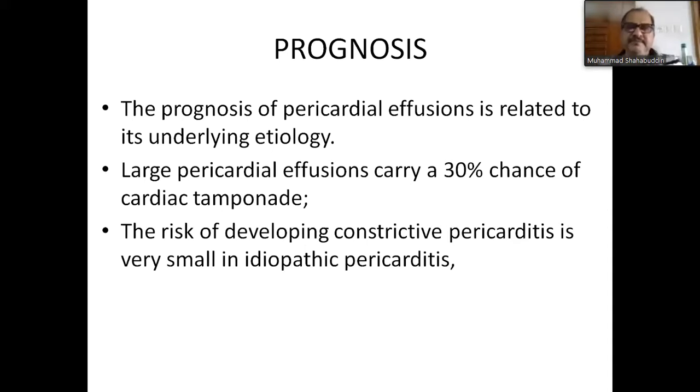Prognosis depends on the underlying etiology. Effusion is related to underlying etiology. Large pericardial effusion carries a 30% chance of cardiac tamponade. The risk of developing constrictive pericarditis is very small in idiopathic pericarditis. It is especially possible if there is an infectious cause, that is purulent infections in some types of bacterial infections and also in tubercular infections.